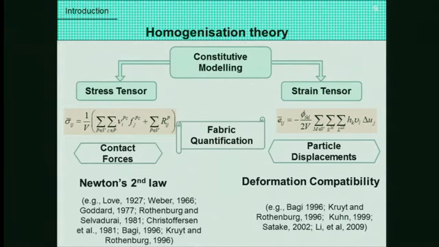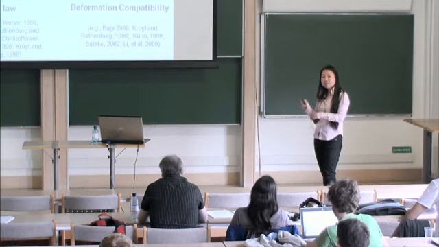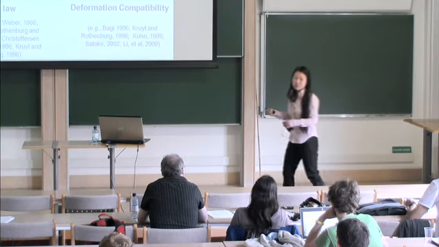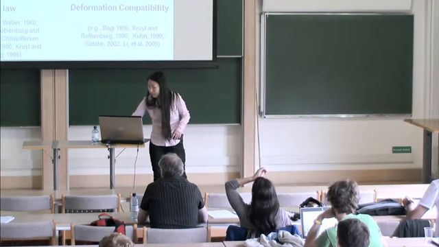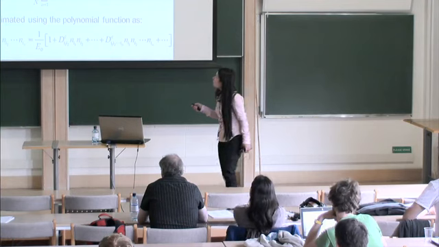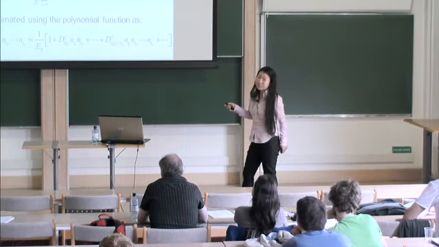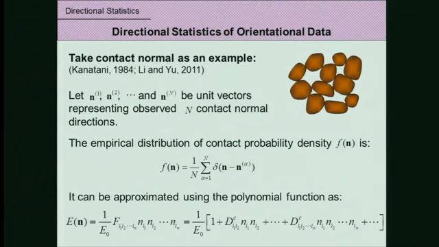If you think about vectors, if we add many vectors together and they are symmetric, they vanish. That's a problem. We couldn't use the classical statistics theory with scalar values. And we were quite lucky because we found a very good paper from 1984 by Kanatani. He introduced the idea that if we have many vectors, like particle orientations or contact normal vectors, and we want to describe them, we may borrow the idea of a series.